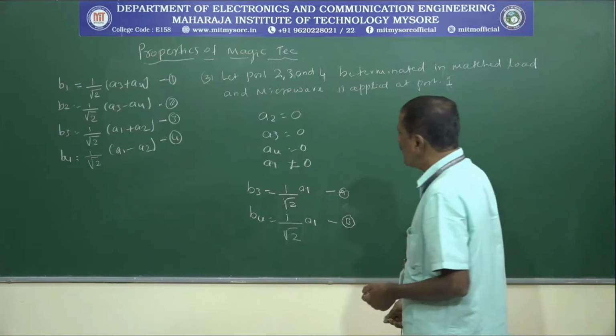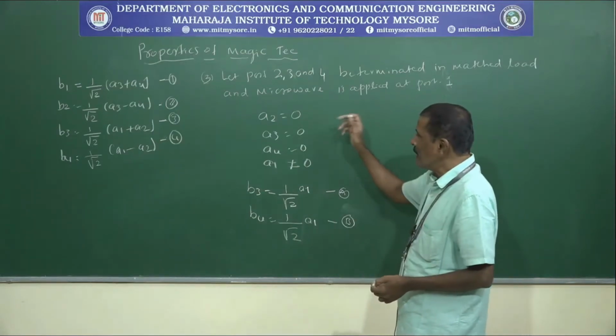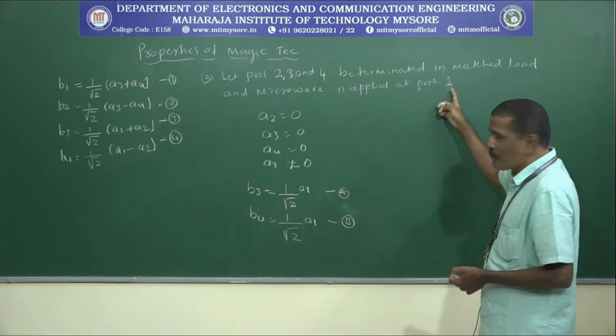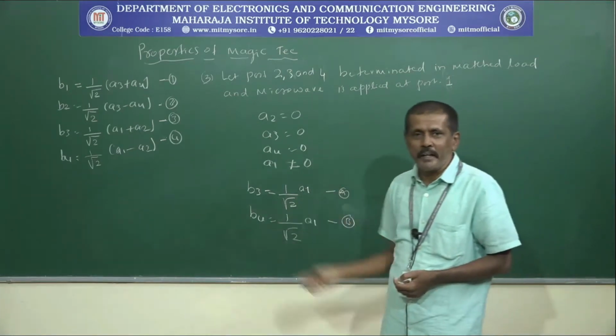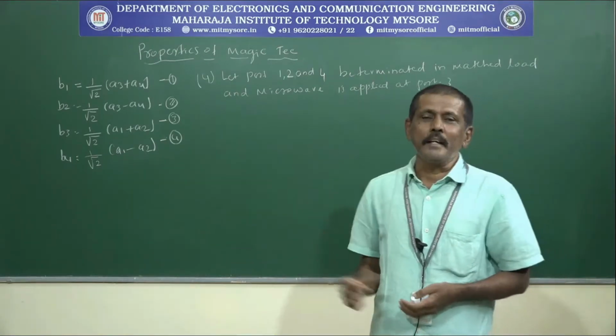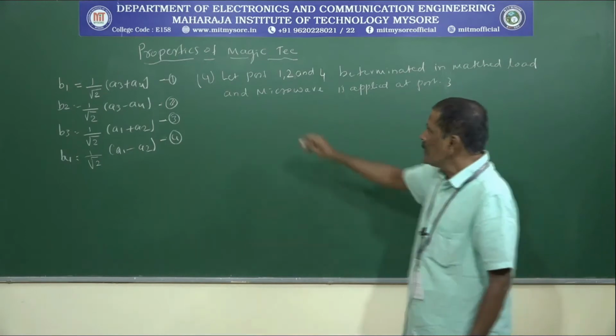And no signal will go to port number 2. Applied at port number 1, it divides between port 3 and 4, and no signal will go to port number 2. Let us study property number 4.